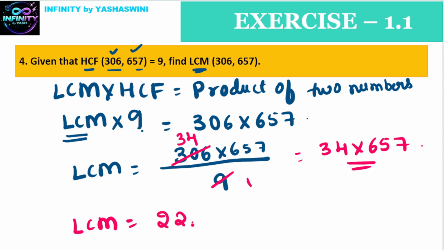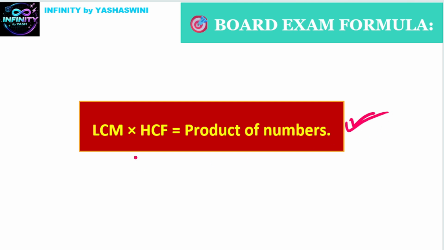Have you got 22,338? Then you are correct. Easy, right? When they give two numbers and either HCF or LCM, it is easy to find the required number, right? Here you must remember this: LCM into HCF is always equal to the product of the two numbers.